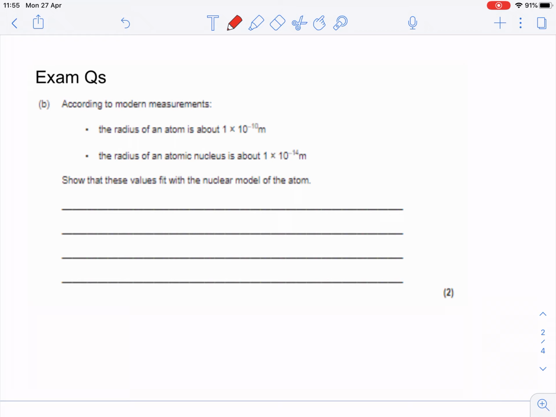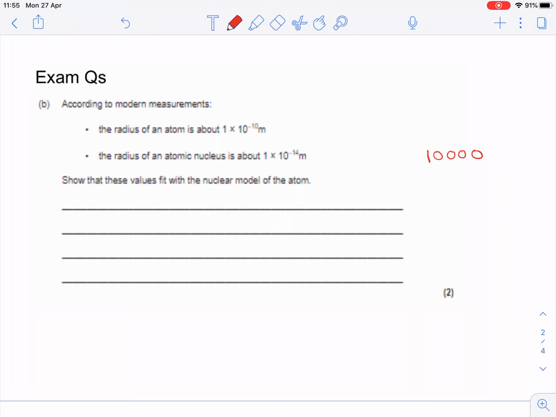So if we put 4 more zeros there and put the 1 in front, that tells us that there is a difference between those of 10,000. So very simply, we can tell that the radius of the atom here is 10,000 times bigger than the radius of the nucleus, meaning that it fits with the nuclear model. And that's what you had to get across, guys.